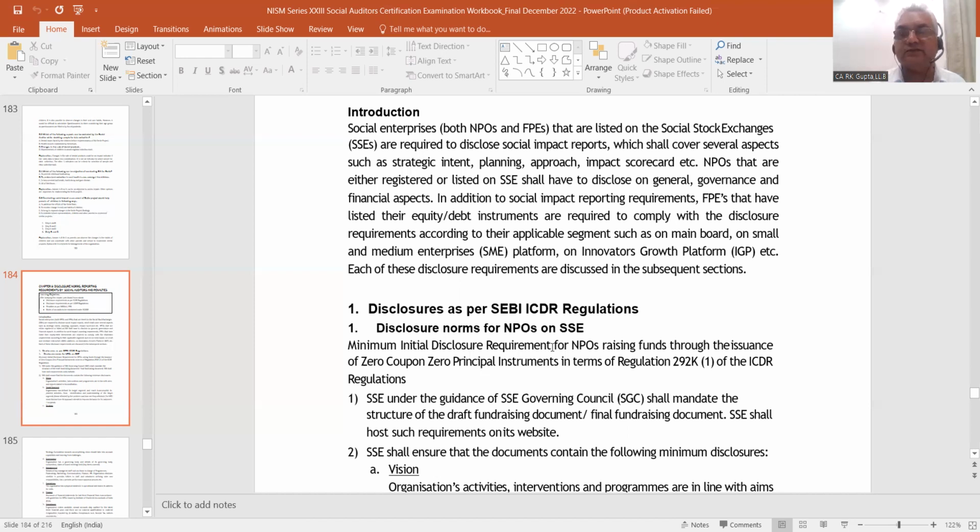So that is the point actually. Okay. So disclosure as per SEBI ICDR regulations. So disclosure norms for NPOs on social stock exchange.